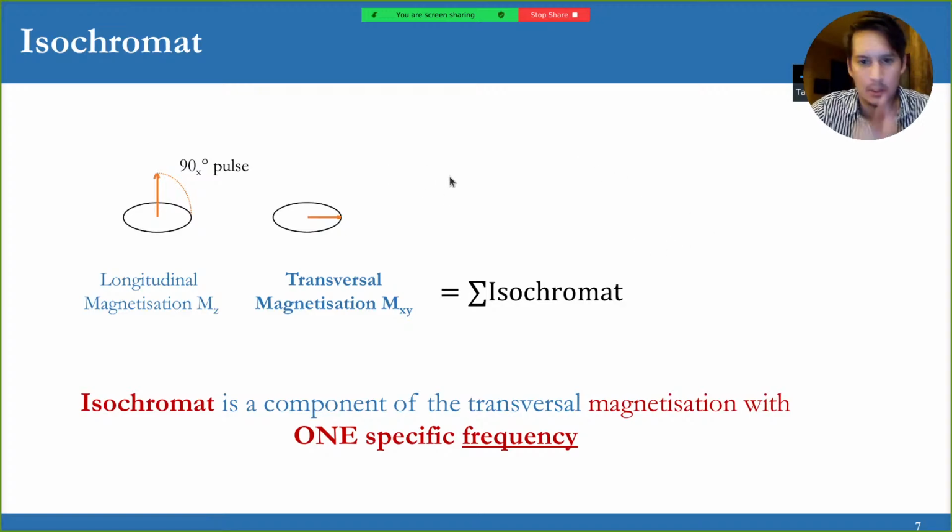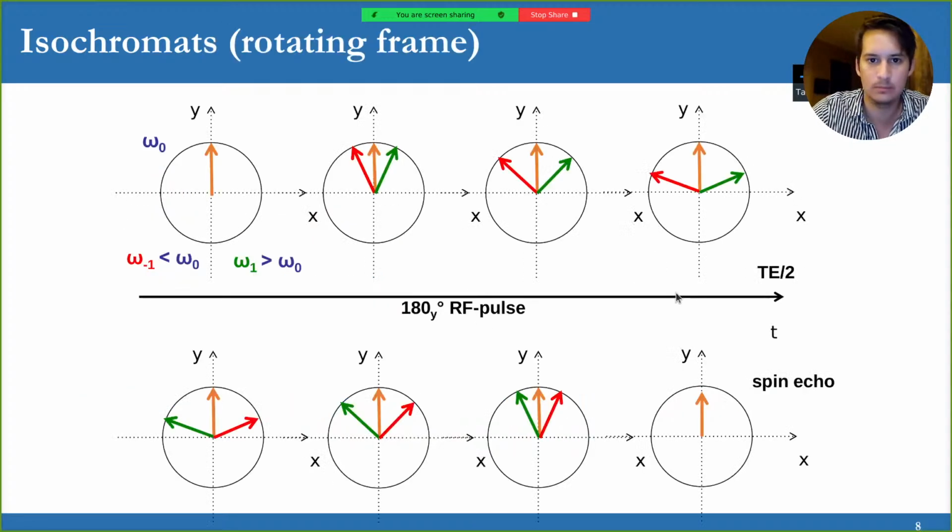The concept of an isochromat is basically a spin that rotates at a specific frequency. When you do an MRI experiment, you assume that you have a lot of isochromats after the excitation. And when you want to obtain the signal, what you do is add up all the isochromats.